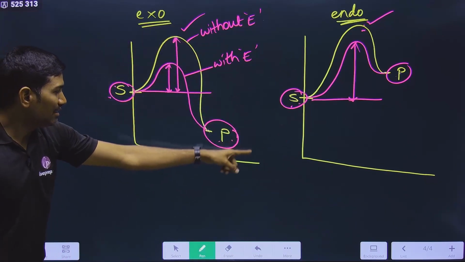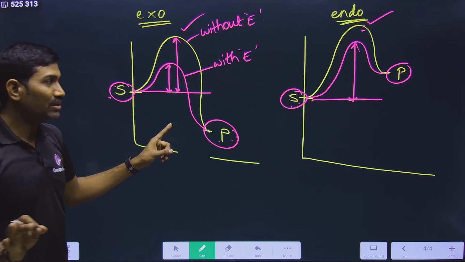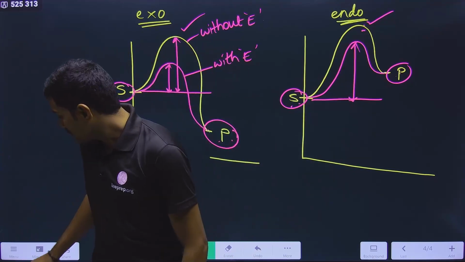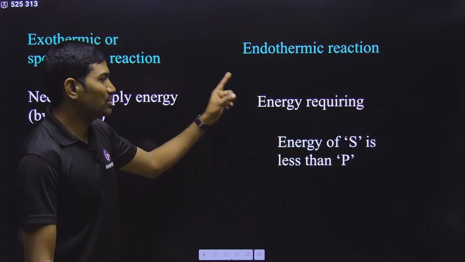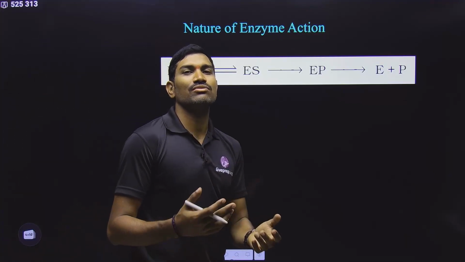So this is how the diagram will change. In the NCERT they gave this type of diagram, so the NCERT diagram corresponds to exothermic. Suppose they are talking about endothermic, this is how we need to draw the diagram. In the regular lecture also I have clearly explained, so please go through this one. Clear? And next we are talking about the nature of enzyme action.